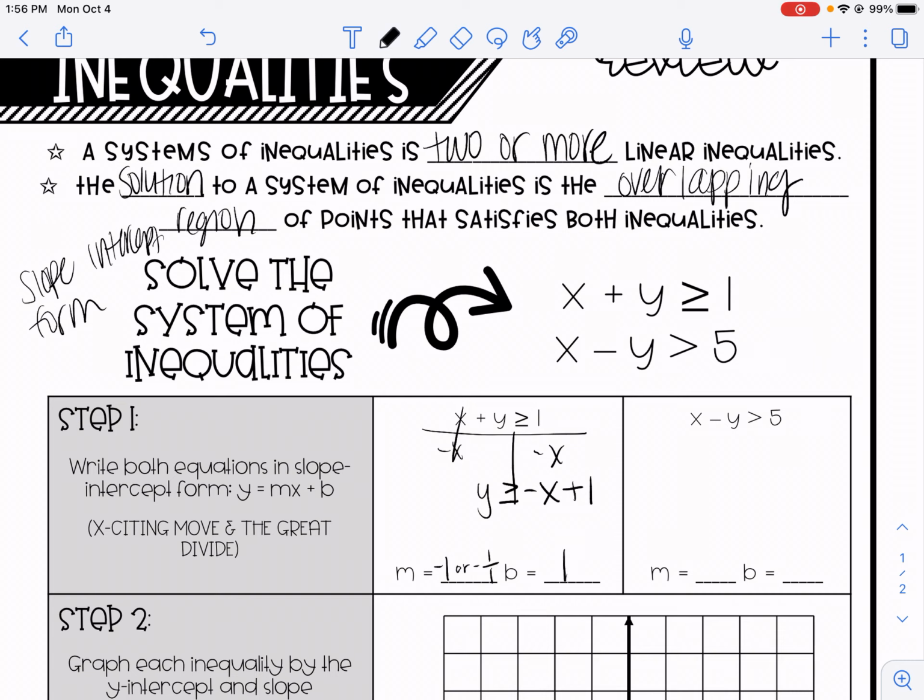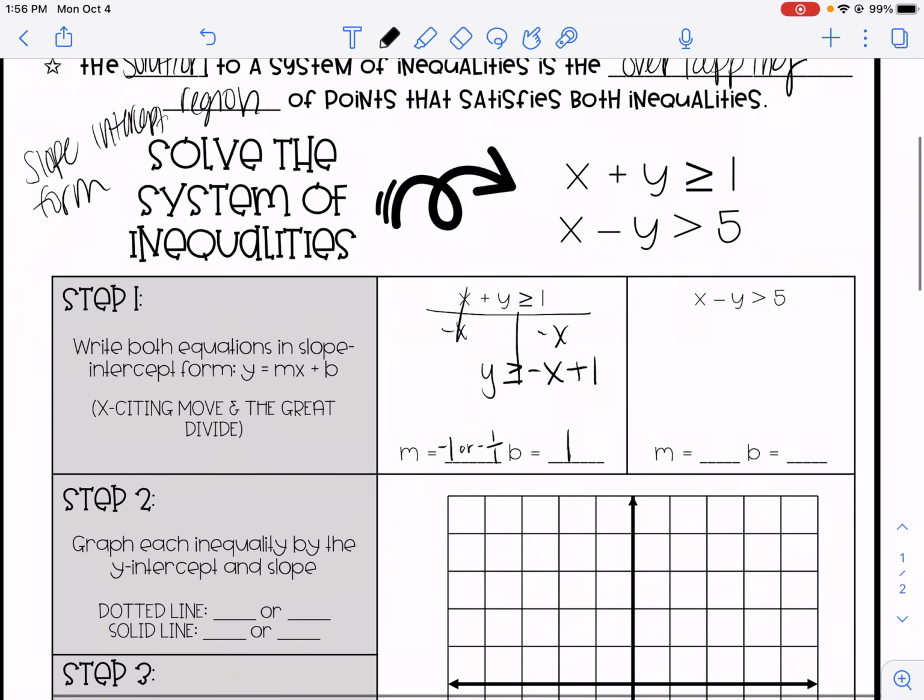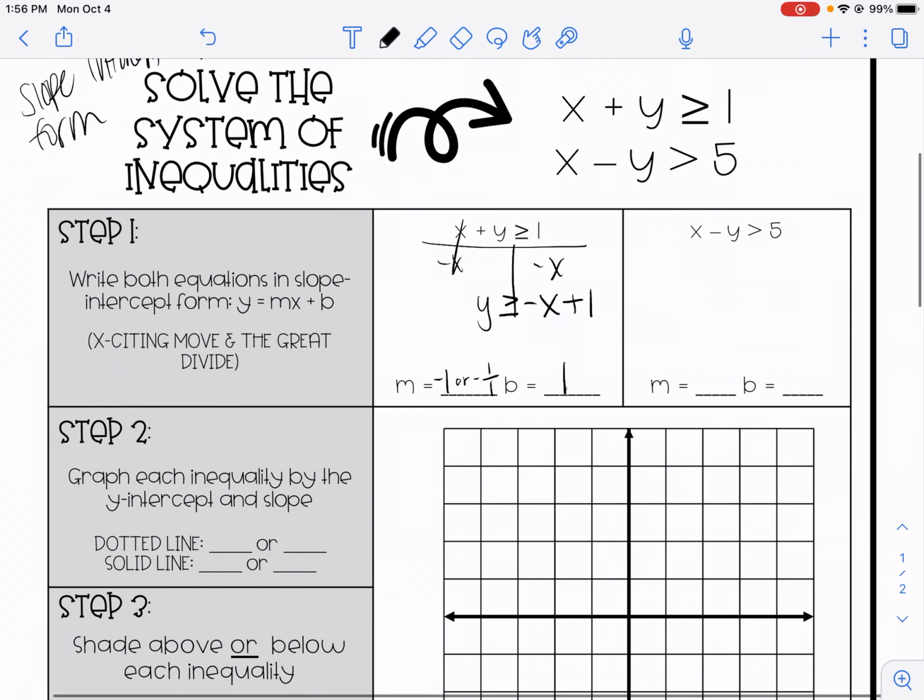Let's go ahead and graph this line before we solve our next one, okay? Our sign is a greater than or equal to sign, so it's going to be a solid line, okay? Just a reminder, in step 2, I have that. The dotted line is less than or greater than. The solid line is less than or equal to or greater than or equal to.